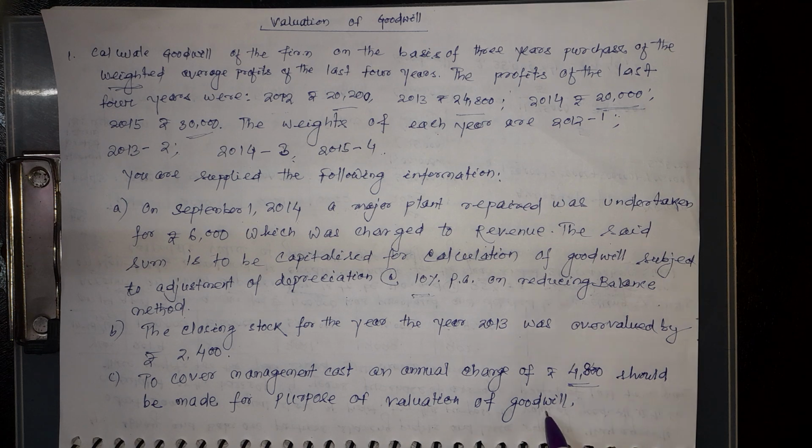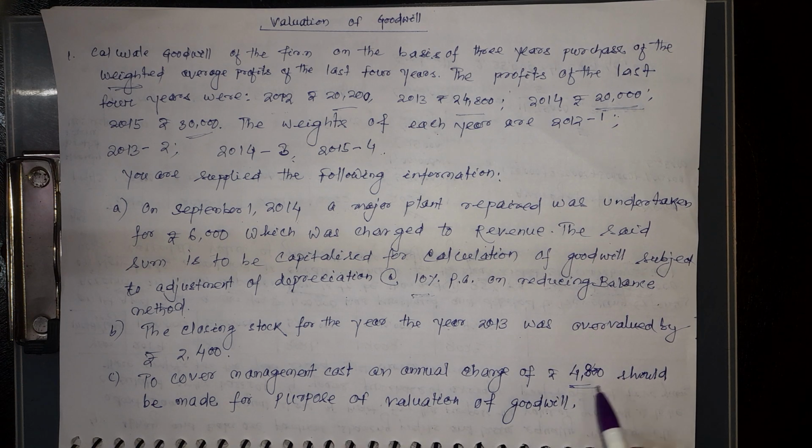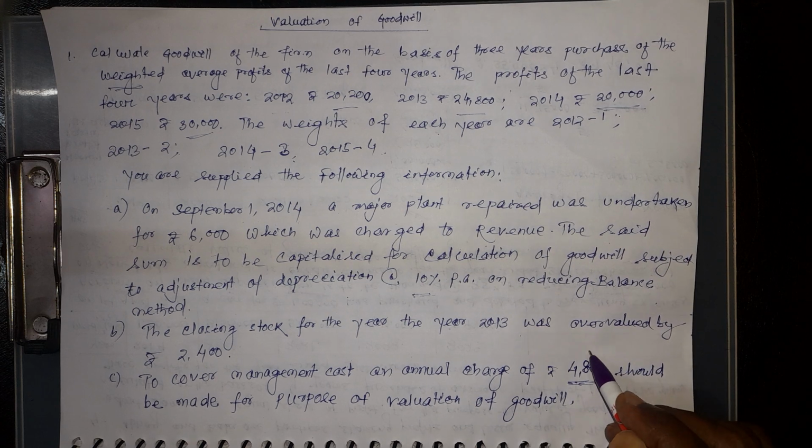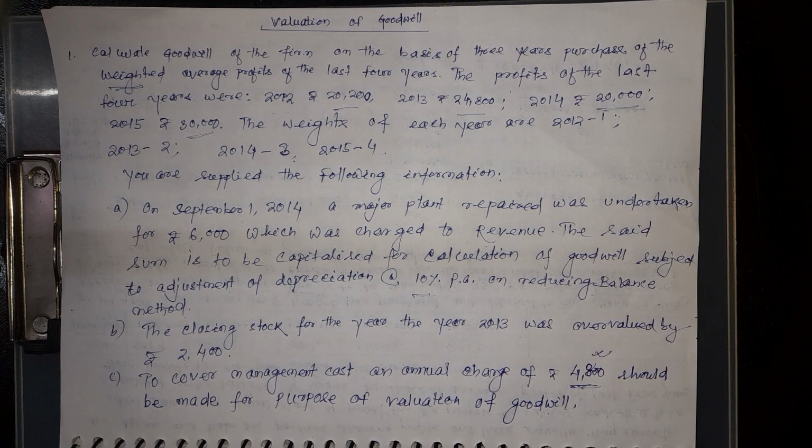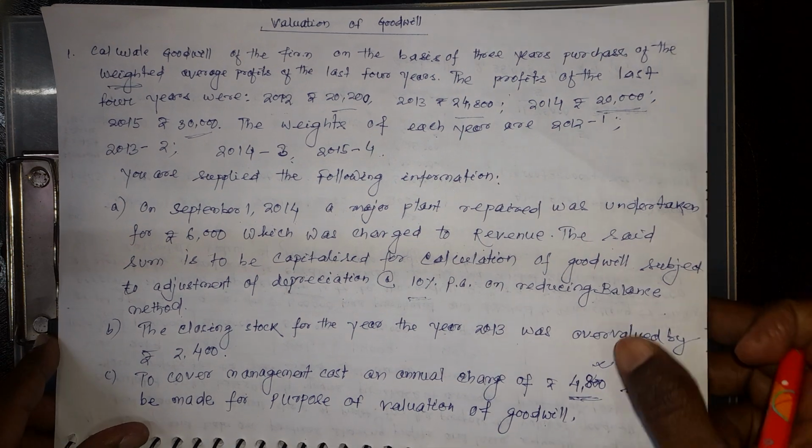Third point, to cover management cost, an annual salary of rupees 4,800 is to be considered for the purpose of valuation of goodwill. Means before that it was not provided. Now 4,800 is to be treated for the valuation of goodwill. So now I am going to solve this question and explain it.